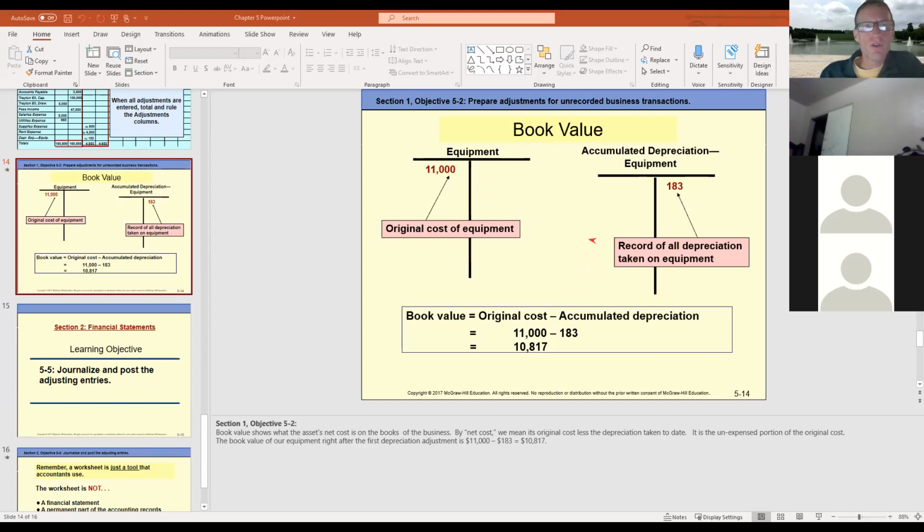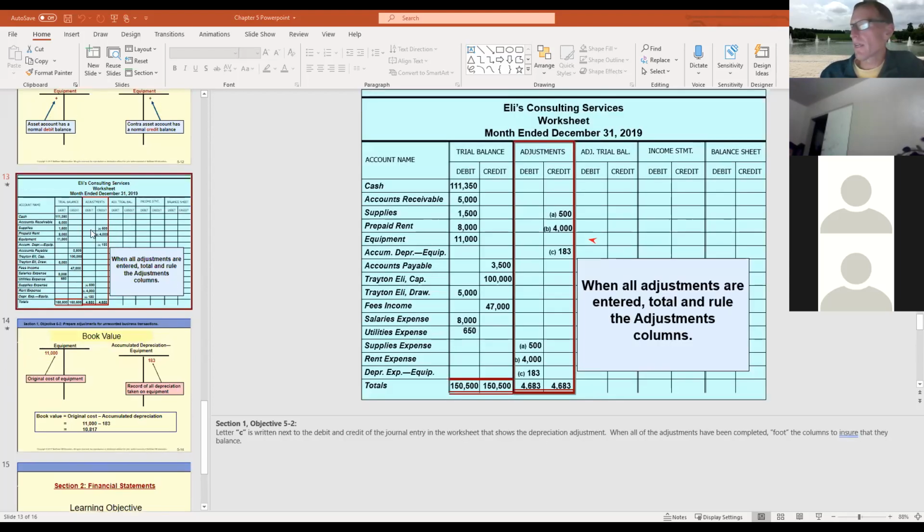And then I want to show you this. Then on the worksheet, let me go back a slide. On the worksheet, they would want you to enter this depreciation. There's the 183 right there. And then there's the accumulated depreciation entered as a credit. Okay. So here's your adjustments. They have 3 of them. Notice your debits equal your credits.